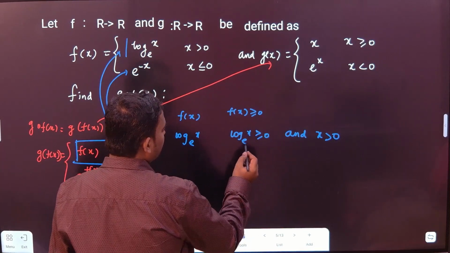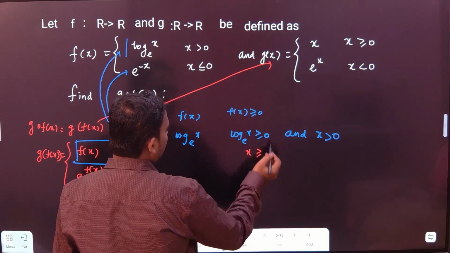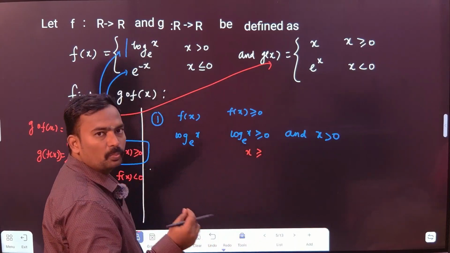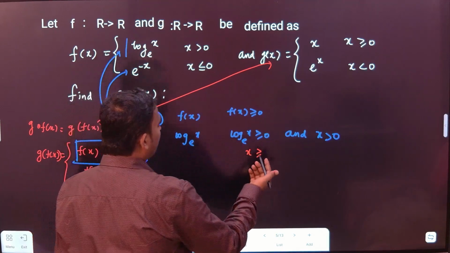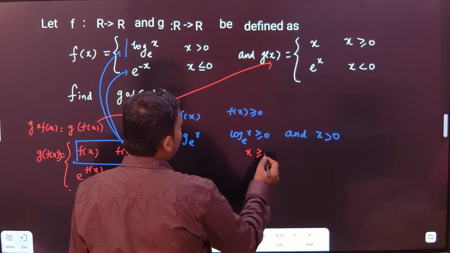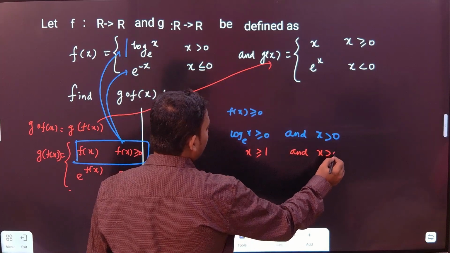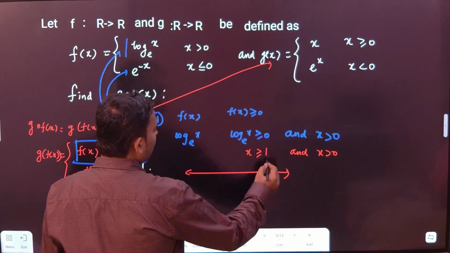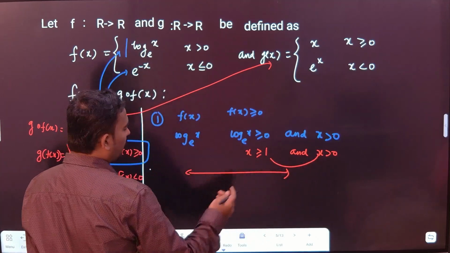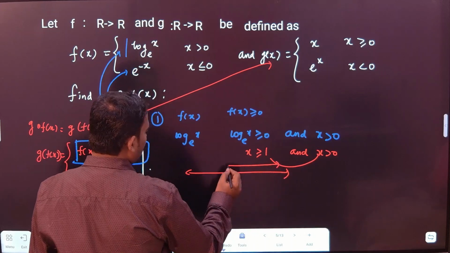We need x, right? So you can raise e on both sides. So x is greater than, because e is what, 2.71 something, right? It's more than 1. So there is no inequality change, right? So x is greater than e power 0, which is 1, and x is greater than 0. So which is the common here? You can see, student, you have to take the common of this domain. So x is greater than or equal to 1, that means this one.